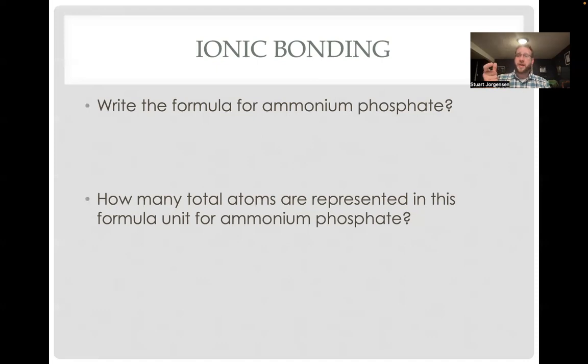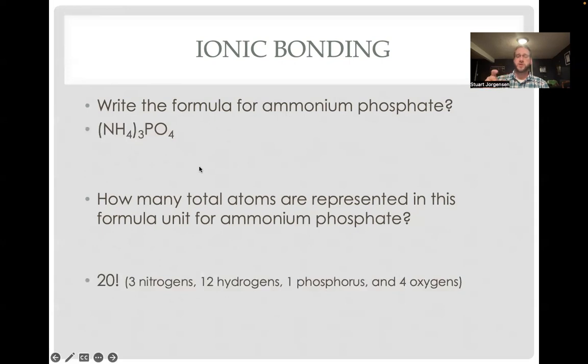So ammonium, we're looking back to our periodic tables, NH4 1 plus. Phosphate is PO4 3 minus. We crisscross the charges. We're going to need 3 of those ammoniums. Remember to put it in parentheses. Where it gets a little tricky, and the reason why that's so important is for our next question here, when we go to get our total number of atoms, we would distribute the 3. There's 3 nitrogens, 12 hydrogens, 1 phosphorus, and 4 oxygen for a total of 20 atoms in this compound.